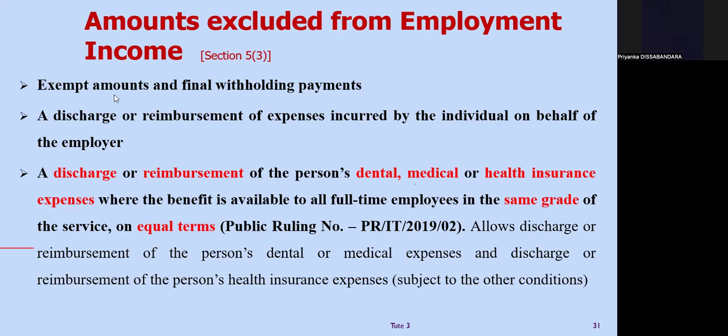The first one is exempt amounts and final withholding payments. We don't have final withholding payments for the employment income, but we have exempt amounts. Exempt amounts are provided under Schedule 3 of this Act. You can refer to that Schedule 3. So the exempt amounts relevant to the employment income can be excluded under Section 5, subsection 3. So that is not taxable.